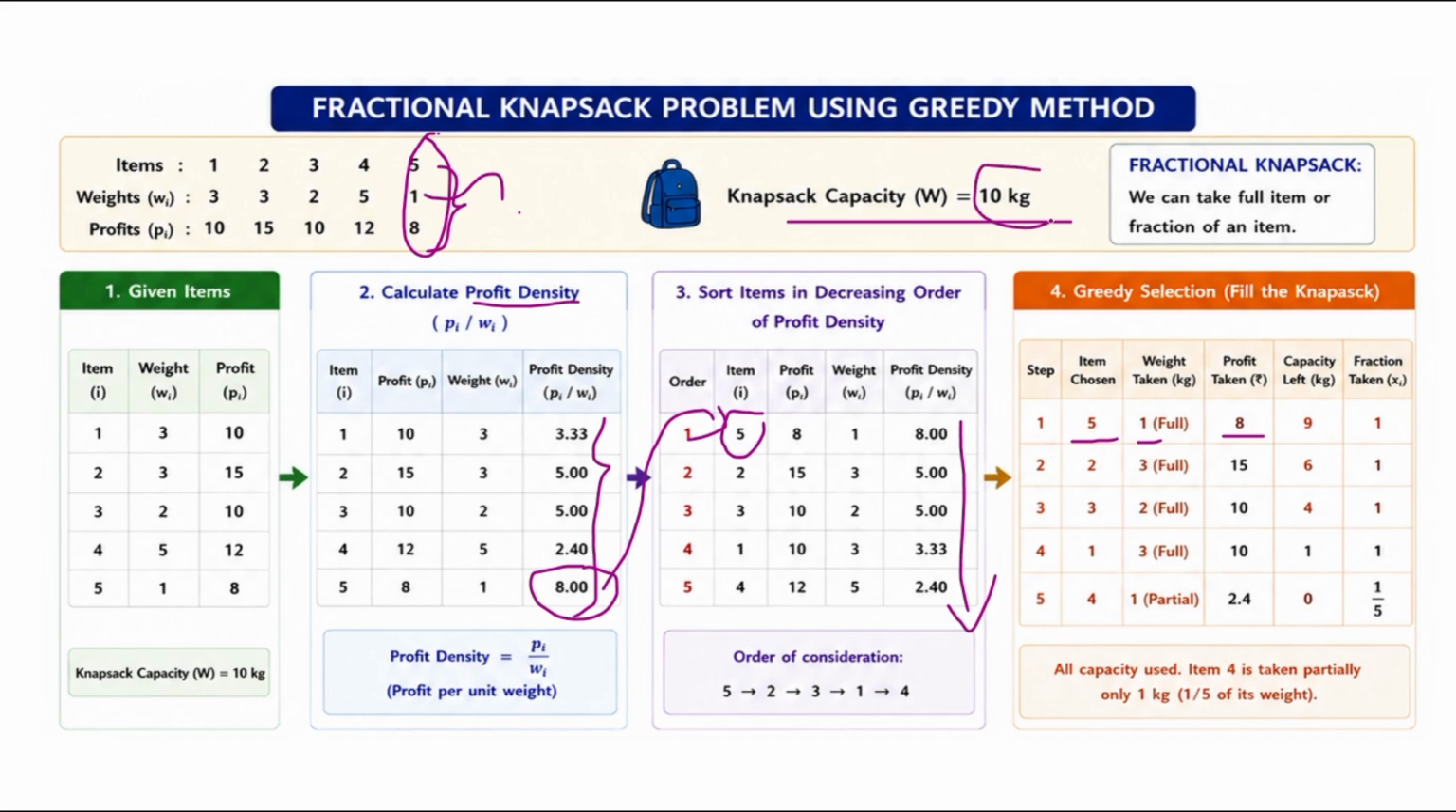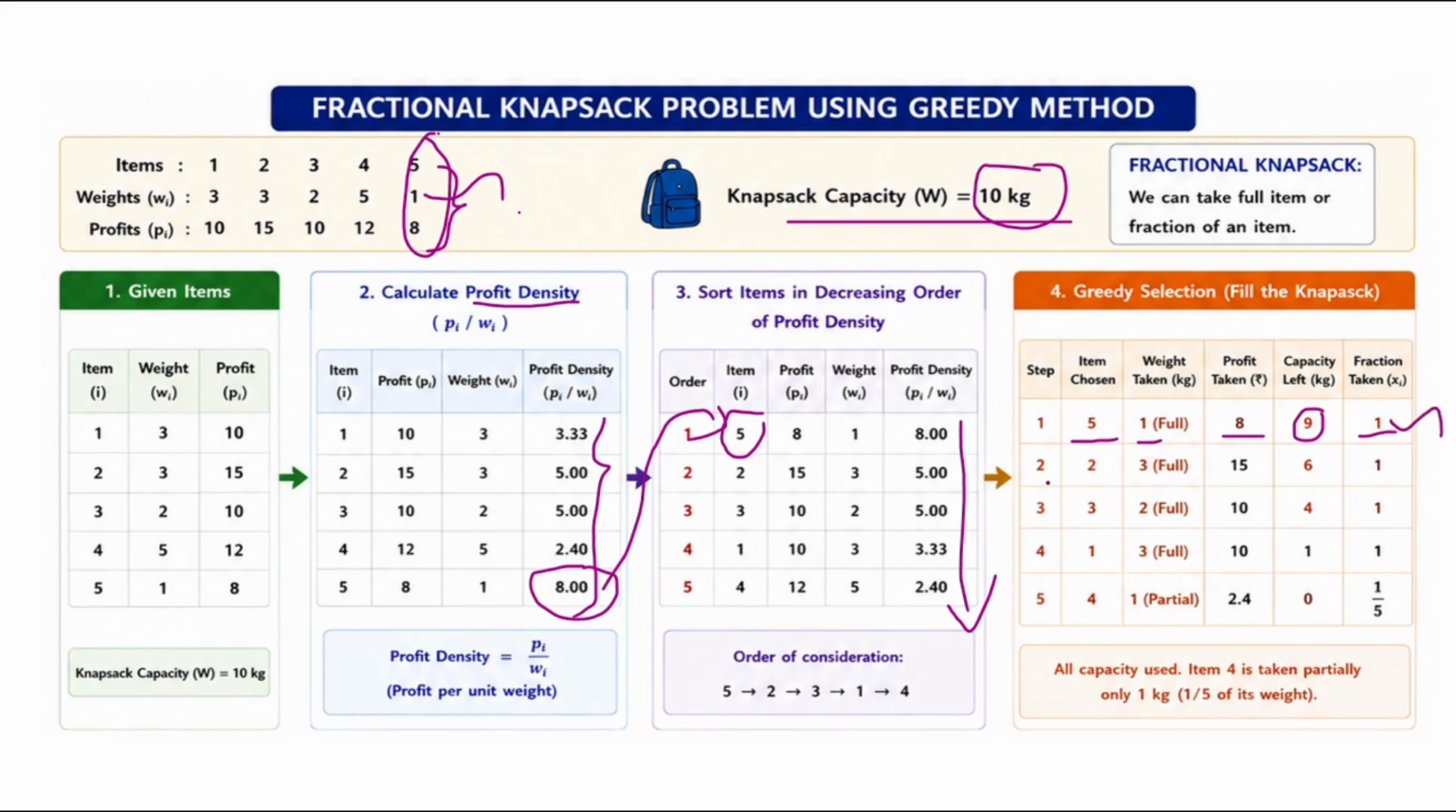Initially the knapsack capacity is 10 kg. So here the item number 5 weight is 1, so we can take the full item and put it in the knapsack, right? Now what is the available capacity? 10 minus 1, the available capacity is 9. Clear? Capacity left is 9. So fraction taken, put it as 1. If you take the whole item and put it into the knapsack, you write 1 here.